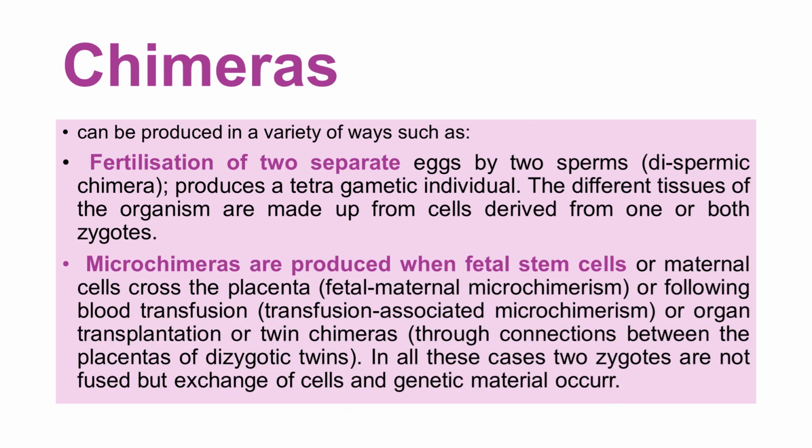Microchimeras are produced when fetal stem cells or maternal cells cross the placenta, fetomaternal microchimerism, or following blood transfusion, transfusion-associated microchimerism, or organ transplantation, or twin chimeras, through connections between the placentas of dizygotic twins. In all these cases, two zygotes are not fused but exchange of cells and genetic material occurs.